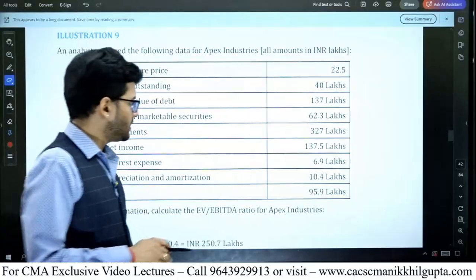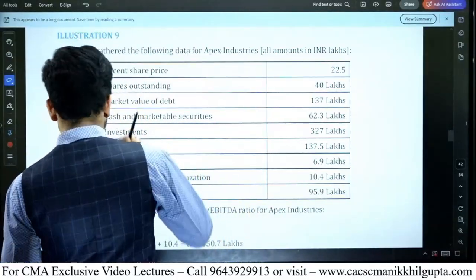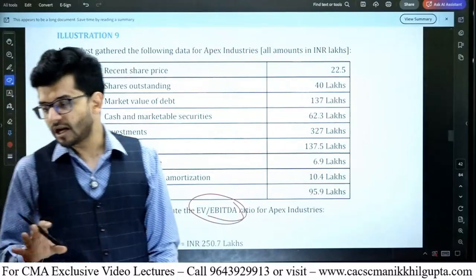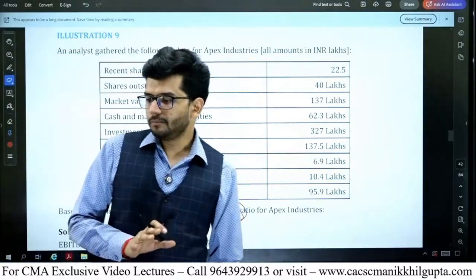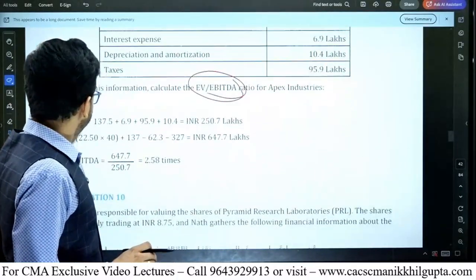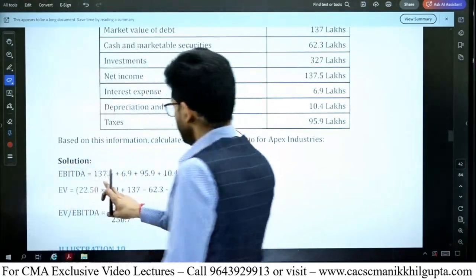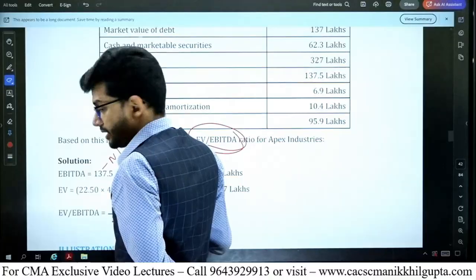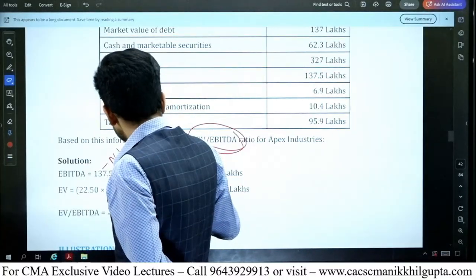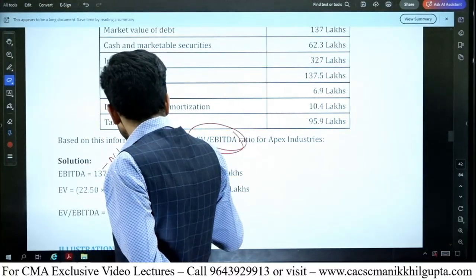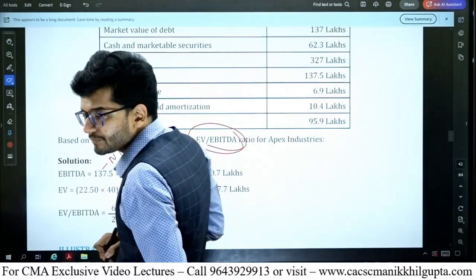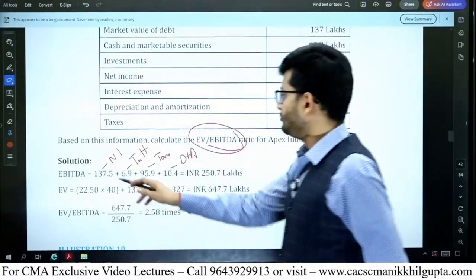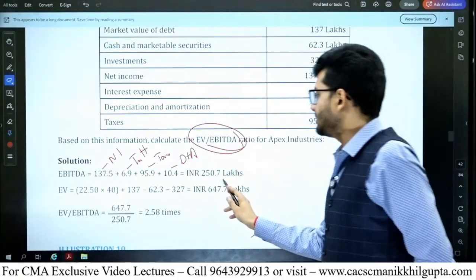Okay, so let's start illustration number 9. Illustration number 9 again is a straightforward EV to EBITDA calculation, with no complexities involved. EBITDA is calculated using this particular calculation, guys, and you can write it down if you want to. This is net income, this is interest, this is the tax element of the interest, and this is depreciation and amortization. If you add all these things to your net income, you will get the EBITDA.